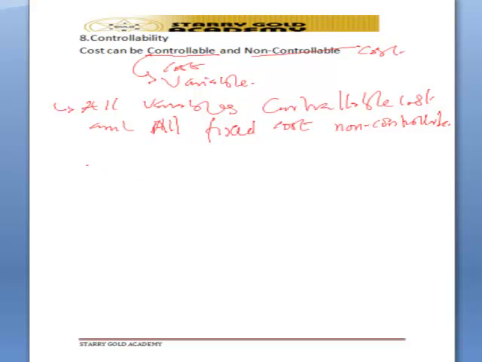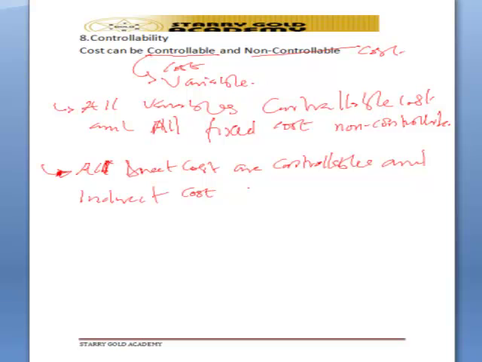And secondly, there's a fallacy that says all direct costs are controllable, where management has a degree of influence, and indirect costs, this is a fallacy, are not controllable. That is, they are non-controllable costs.